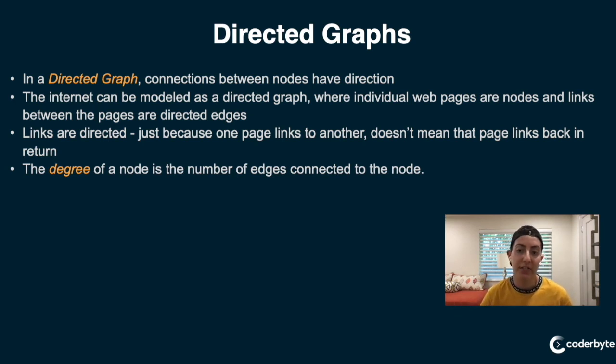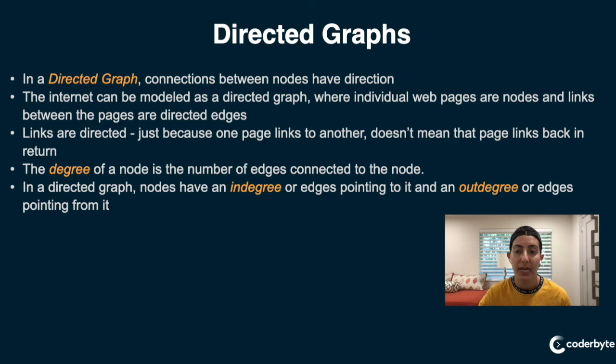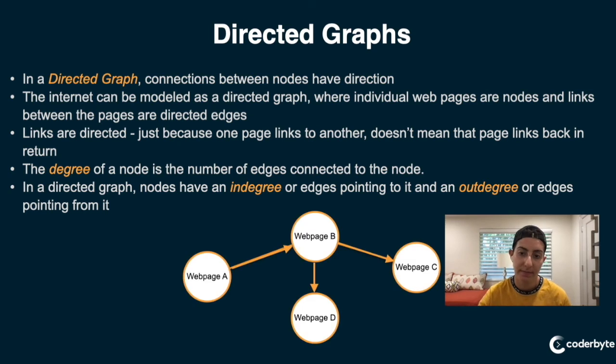The degree of a node is the number of edges connected to the node. So in a directed graph, a node can have an in degree and an out degree, right? Because it's going to have a certain number of connections that point to it and a certain number of connections that it points to, because there's this concept of direction in the edges. So here's an example of how the internet as a graph could look.